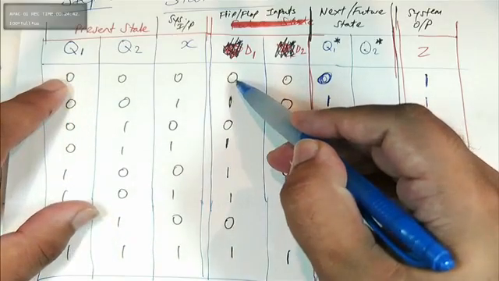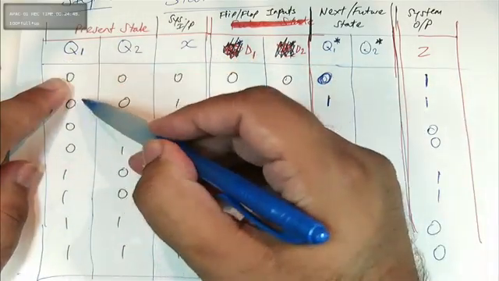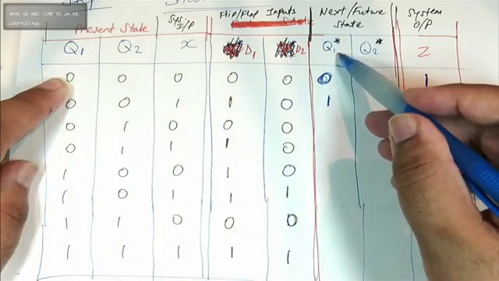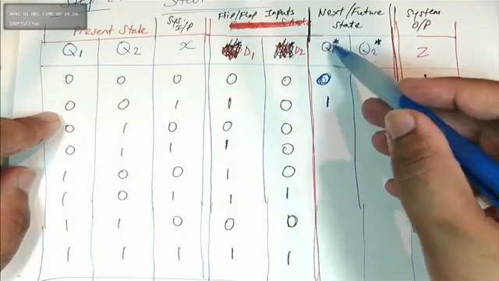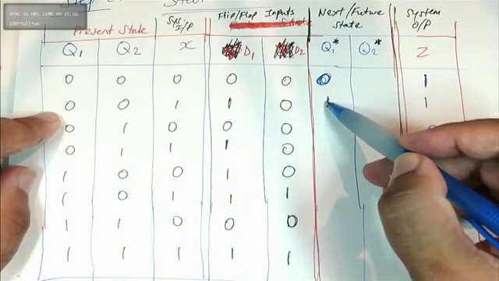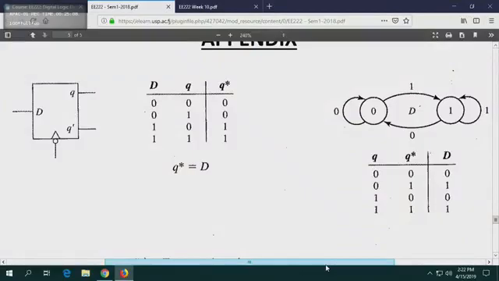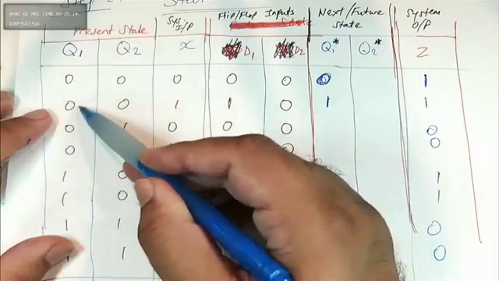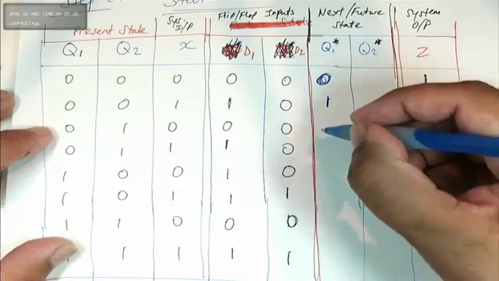Q1 is 0, D1 is 0. You have to match 1 to 1, eh? Okay? Q1 is 0, D1 is 0, so therefore Q1 star will be 0. Q1 is 0, D1 is 1, so Q1 star will be 1. Look at your table. Right? 0, 1. What is it? 1, 0 gives you 1. Oh, sorry. Yeah, 1, 0 gives you 1. Everyone happy with that? Let's do the next one.